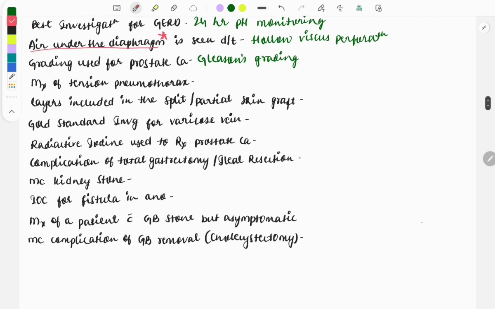Management of the tension pneumothorax. Tension pneumothorax also a very important topic. Frequently questions are asked on this tension pneumothorax, and questions are asked on the management itself. So you need to remember this. For the management, we will be doing needle thoracocentesis.